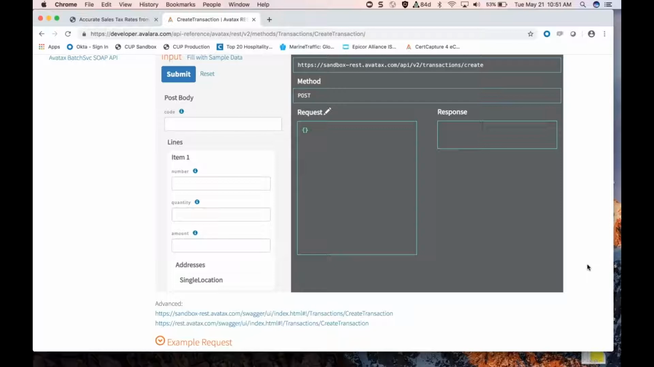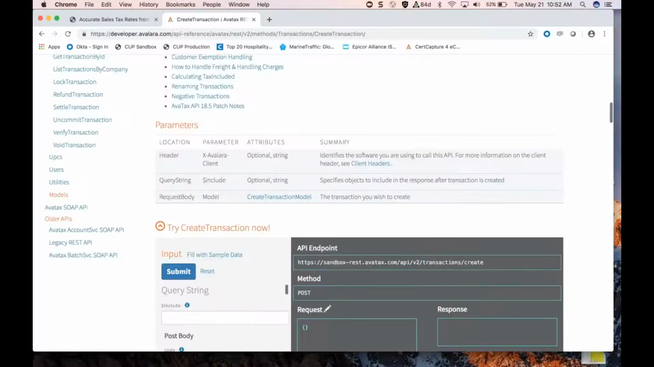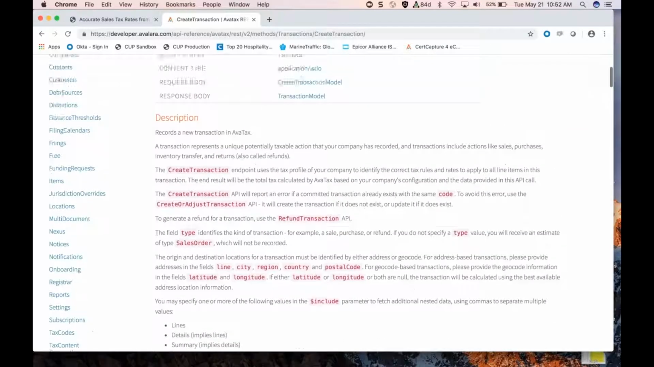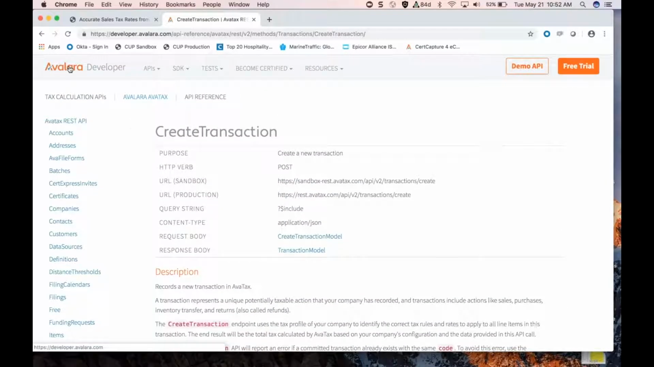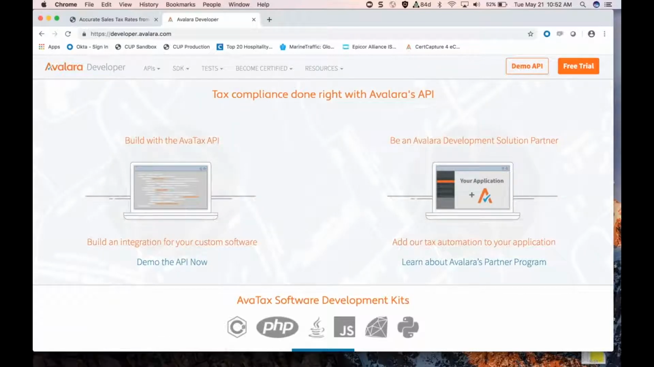The other best practice we encourage as you're working on your implementation is use the reference code or the document code. Set it yourself. You don't have to set it, but AvaTax will give you back a GUID if you don't set that field. GUIDs mean nothing to humans or your tax professionals. So by setting that with your own internal document code, you now have an ability to quickly retrieve that from AvaTax using your own internal identifier. A million times I agree with you on that.